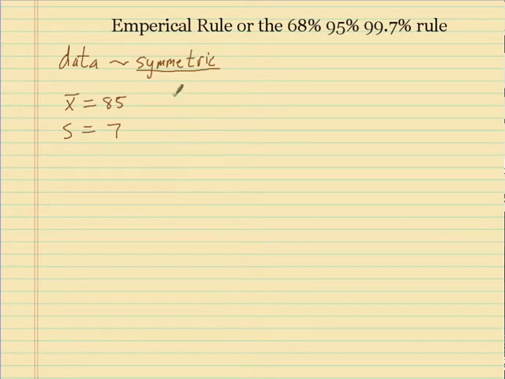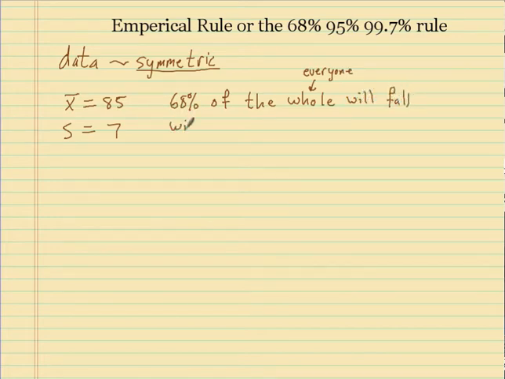So, what people who studied this have found out is that 68% of the whole, which is everybody in the study, will fall within one standard deviation of the mean.